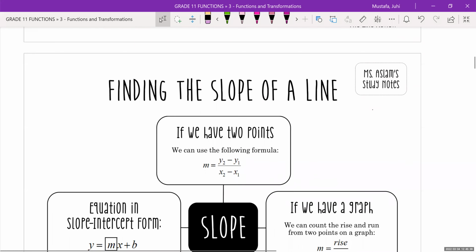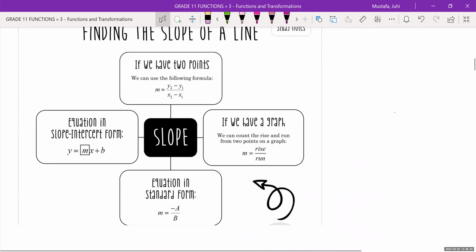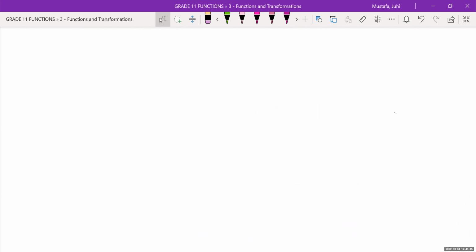All right. The next part we're going to talk about is how do you find the slope of a line? And there are actually 4 very handy ways that we can figure out the slope of a line.